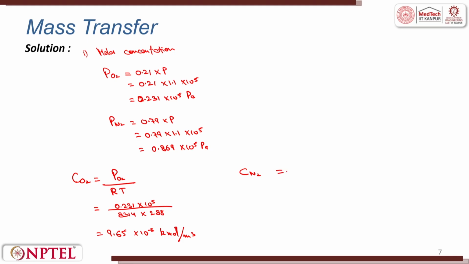For nitrogen, this is the partial pressure for nitrogen by R into T. Putting the values, this is 0.869 into 10 raised to power 5 by 8314 into 288, and this value comes as 0.036 kilomole per meter cube approximately.